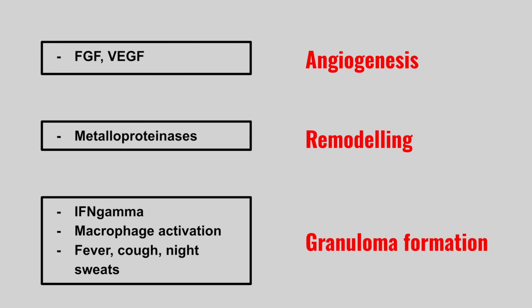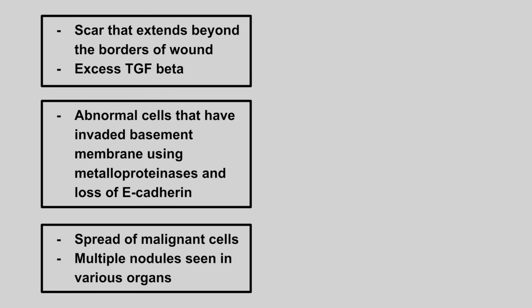This is granuloma formation. And remember, the patient presentation here oftentimes is a TB patient, which is why I mentioned the fever, cough, and night sweats. The next one is a scar that extends beyond the borders of the wound, and we have excess TGF-beta. This is a keloid.